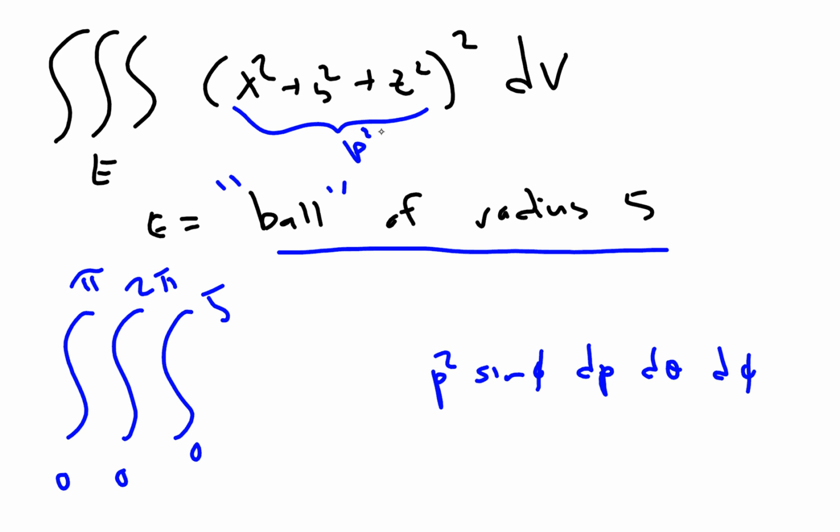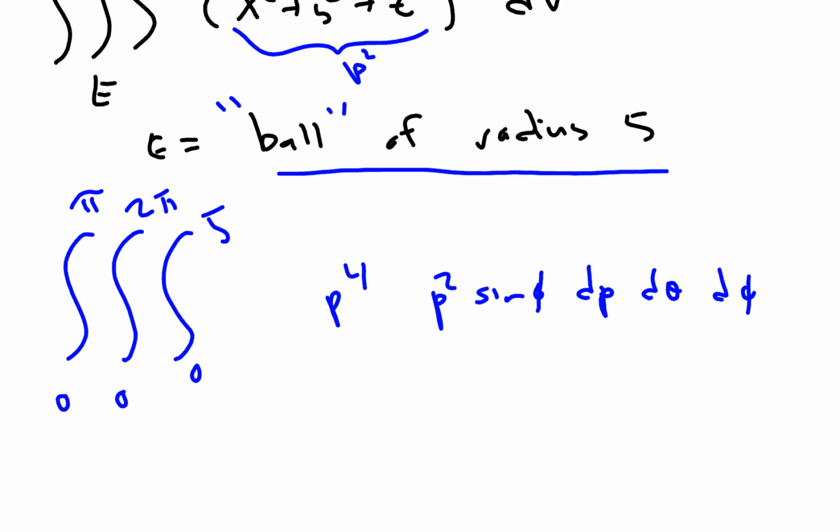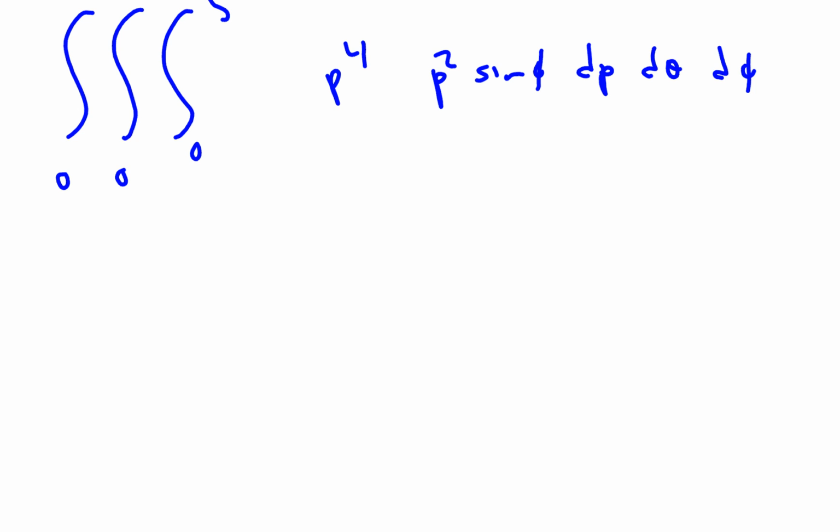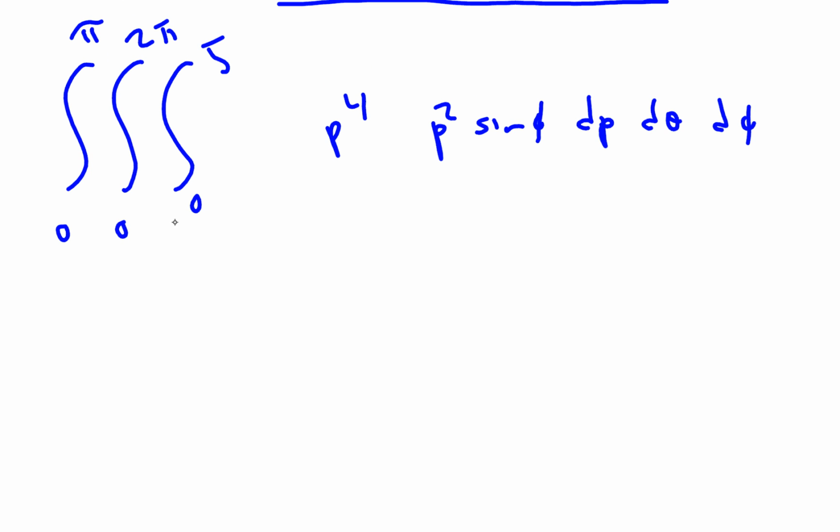While we're at it, we should convert this. We know this is rho squared and it's being squared, so this ends up being rho to the 4th. So there's our triple integral. Let's get started with it. Let's just worry about this inside integral for now.